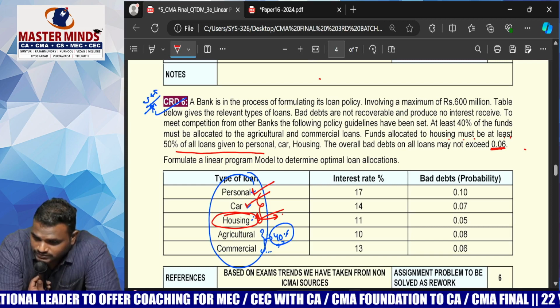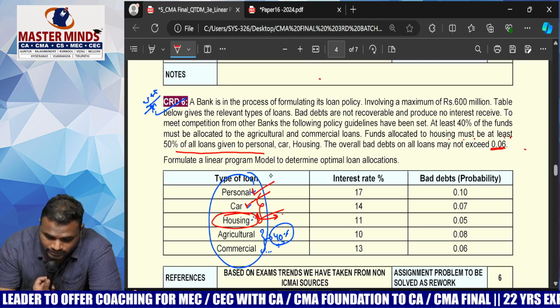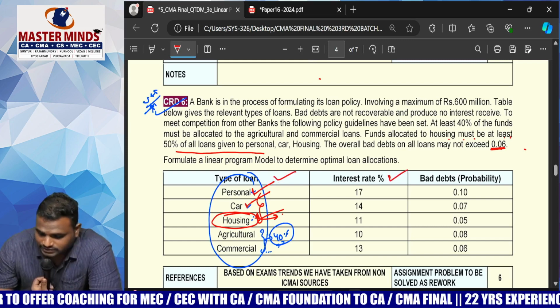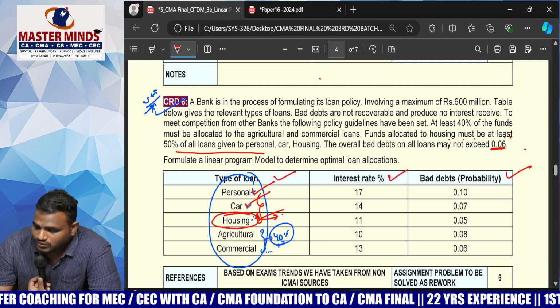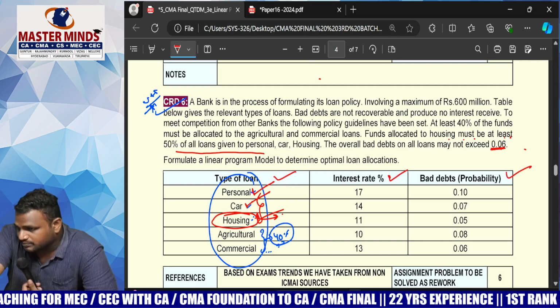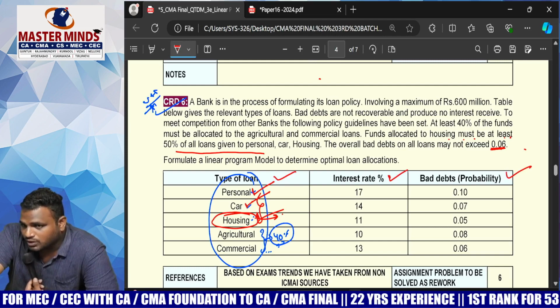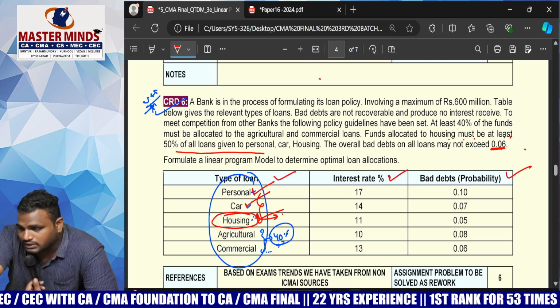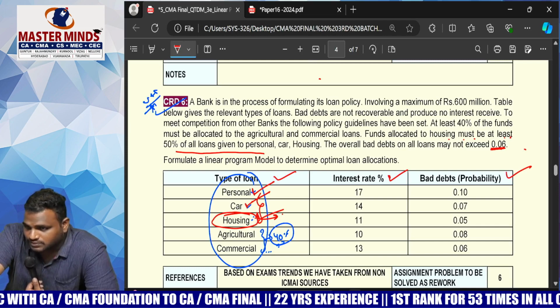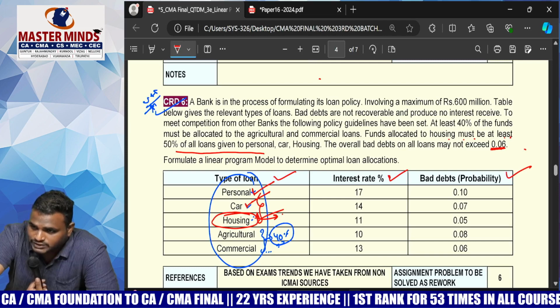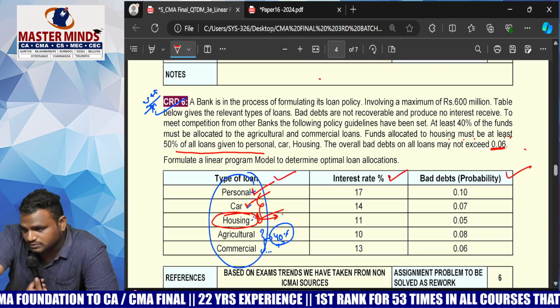Maximization. See here the table: type of loan, interest rate and bad debts. What is the income for banks? Interest. Any bank wants to maximize its interest amount, not decrease the revenue. Here the objective is maximization of revenue, that is interest. Please read the question.